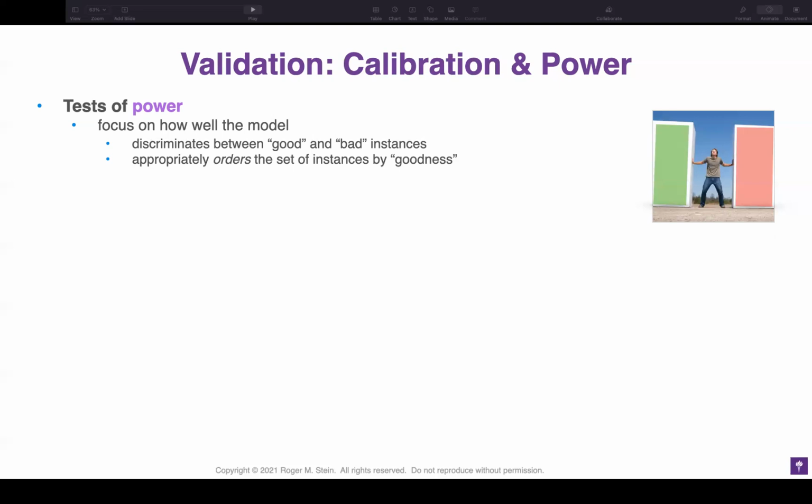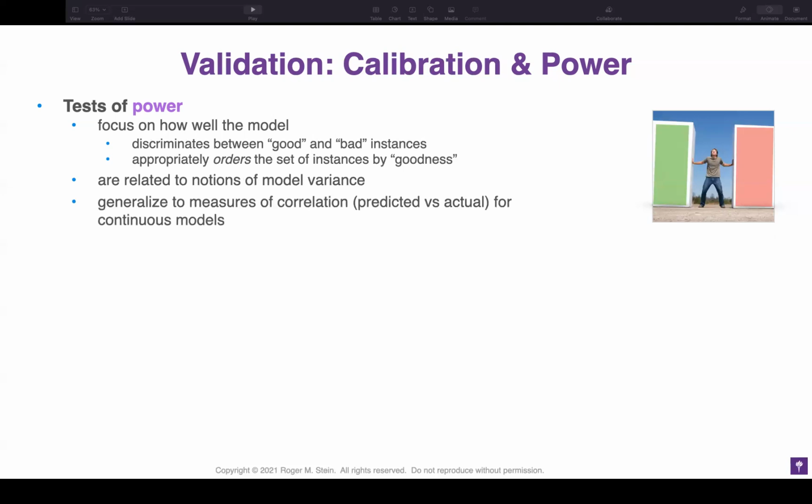If I've got good things and bad things that can happen, and I've got a bunch of data for which I don't know which of those things happen, but I'd like to predict that, a powerful model is very good at separating into two classes, those that are bad and those that are good. And a weak model doesn't do that as well. You can think of that as how much you rely on the model for a particular prediction. But the other side of it, by the way, that's related to the notions of model variance and some other things. And if you're working in continuous space, then you can talk about measures of correlation to get similar measures of power.